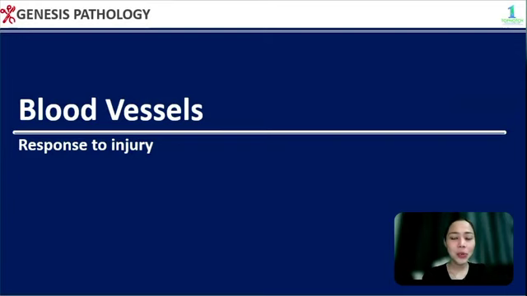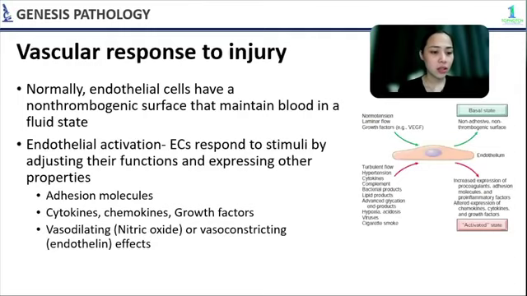Okay? So this will be the last chapter that I will cover, blood vessels. So normally, your endothelial cells form a simple squamous lining of the blood vessels. And in the normal state, they are usually non-thrombogenic in order to maintain the blood in a fluid state. They also act to modulate smooth muscle cell tone, and also they affect the growth of these smooth muscle cells.